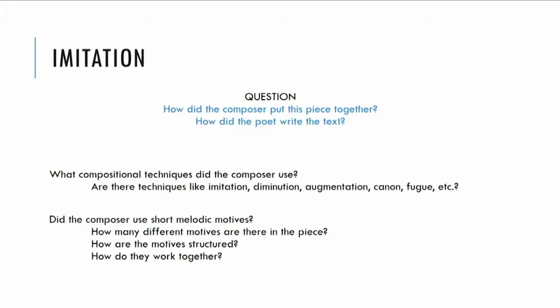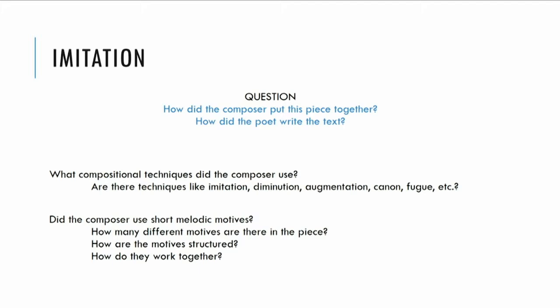It lifts music to another level, another beauty, another way of enjoyment. One of the reasons for analyzing music is to imitate what a composer has done. And this is when you will ask, how did the composer put this piece together? And how did the poet who wrote the text put the text together? This is where we will ask, what compositional techniques did the composer use?